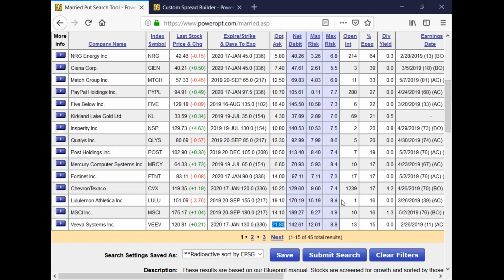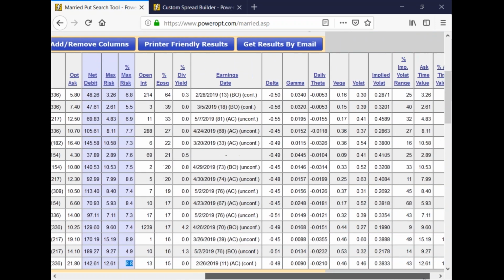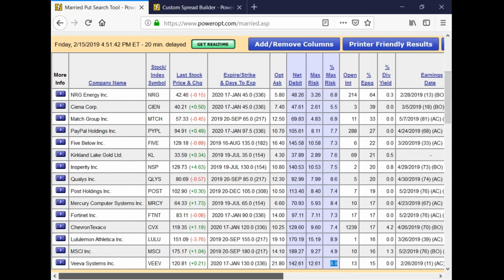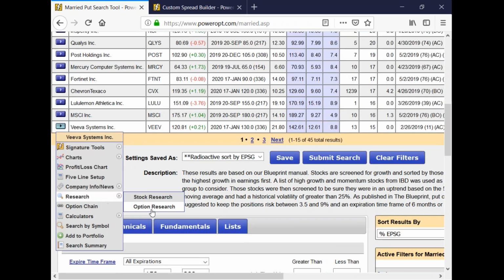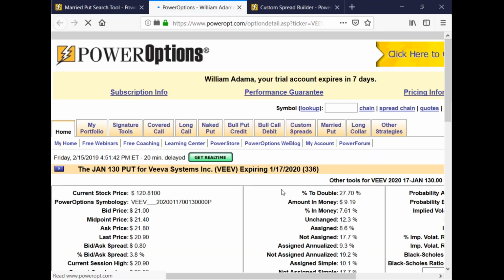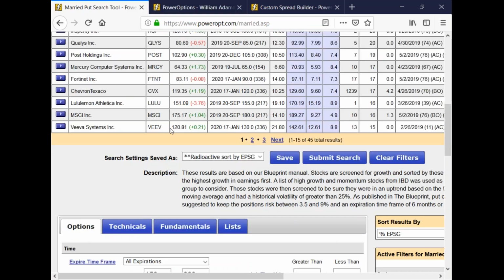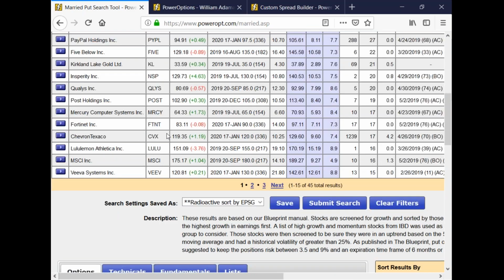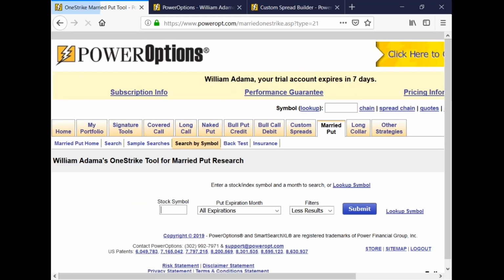I want to take a look at something here. Max risk is 8.8%. Interest earnings date. Oh, I don't have it. It's okay. I'm just going to link to it quickly. Oh, the other thing I was going to mark, I'm just looking at the option here. I want to see something. I want to see just the range in the money. Yeah, it's 7.7% in the money for 330 days. Let's go to the search by symbol tool for the married puts. So I'm sorry, 7.7% in the money, roughly 8.8% at risk for 330 days.